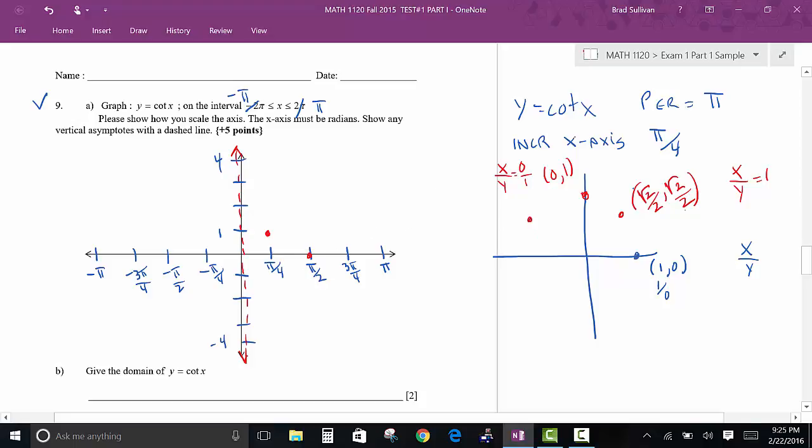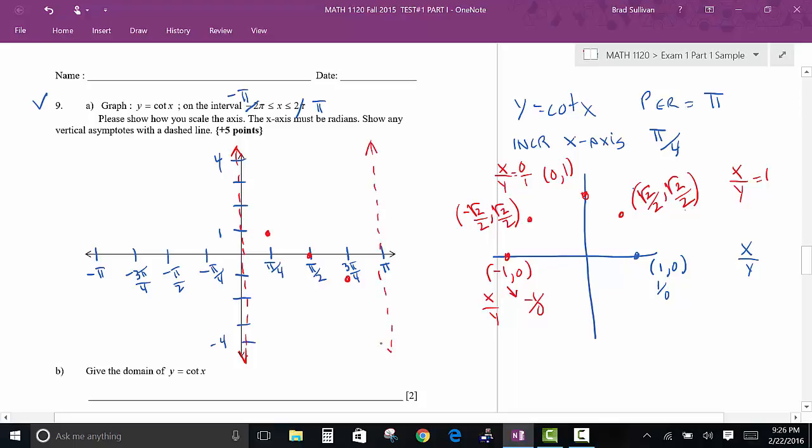And then if you went to 3 pi over 4, you're looking at the point (negative square root of 2 over 2, square root of 2 over 2) like that. So that's going to have a y value of -1. And then when you get to pi, you're looking at the point (-1, 0). So x over y is -1 over 0, so you're undefined again. So that means that you have an asymptote like that.